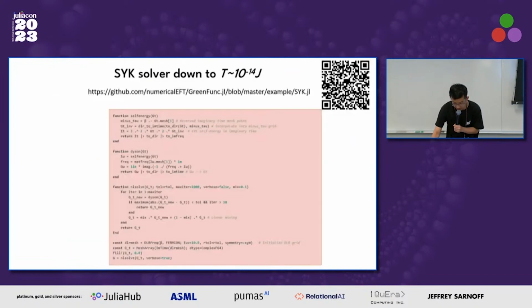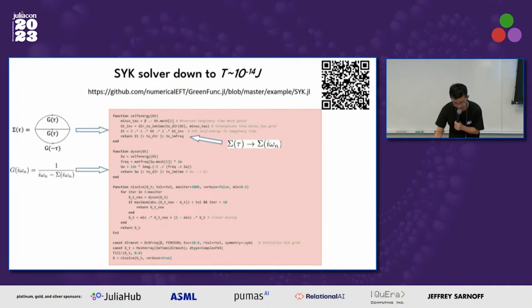Before, this could typically by conventional methods only be solved down to about 10 to minus 2 J. However, with our package, we were able to solve the whole problem with just this one page of code down to 10 to minus 14. And these are basically, for the experts, the diagrams that we need to solve.